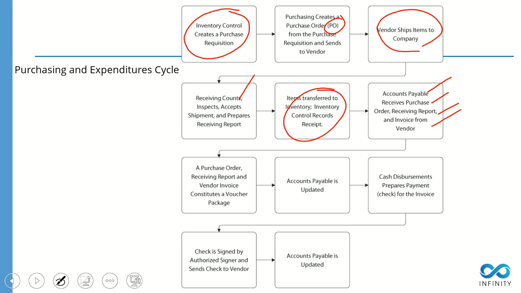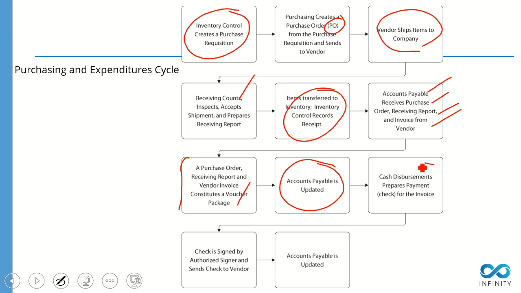Then this purchase order, receiving report and vendor invoice constitute a voucher package. So for an accountant to pay this amount to a vendor, he wants to know whether we ordered this item or not. The purchase order will help him with that. Whether we received the goods or not, the receiving report will help him. And the invoice, to check that the amount the vendor mentioned is in line with the amount mentioned in the purchase order. Then accounts payable is updated by the accounts department.